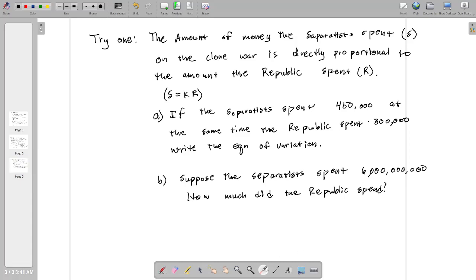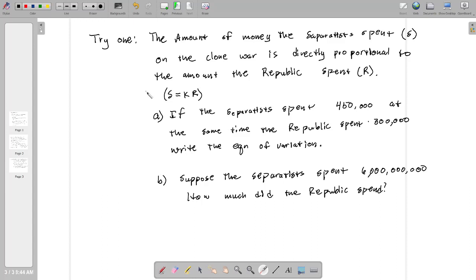Okay, so how you want to approach this problem is start with the equation given here, S equals kR. You need to find k. Now you already have a relationship between S and R in terms of these numbers. So figure out what k is in part A and write the equation. And then in part B, you'll use that equation to actually figure out how much the Republic spent at the same time that the Separatists spent $6 billion.